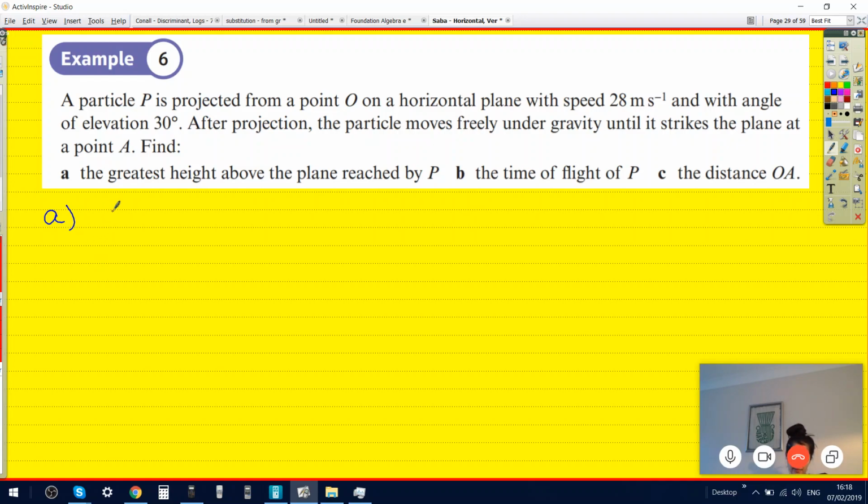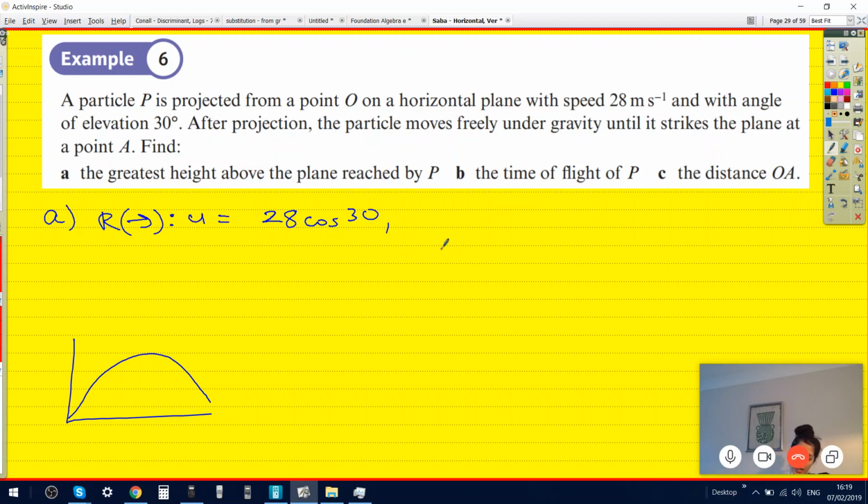That angle is 30. So the horizontal would be... Wait, can you draw it just so I know that you're drawing it the same way I drew it? Yeah, that's exactly how I drew it. And so horizontal is 28 cos 30. And what is that? Is that U? Is that V? That is U for horizontal.